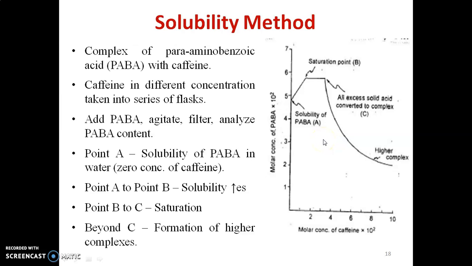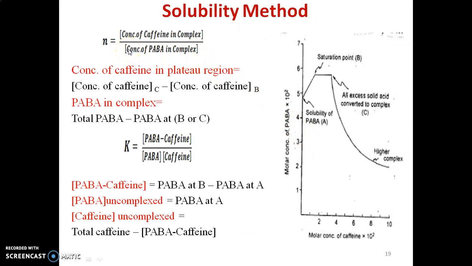Then we calculate the stoichiometric ratio and stability constant. As we have seen in the previous slide, the stoichiometric ratio is the ratio of donor versus acceptor. So for the para-aminobenzoic acid caffeine complex, we represent it as concentration of caffeine in complex in the numerator, whereas the denominator is concentration of PABA in complex. In this manner, the stoichiometric ratio, the ratio of donor to acceptor, can be represented. In this example, caffeine is acting as donor, whereas para-aminobenzoic acid is acting as acceptor.